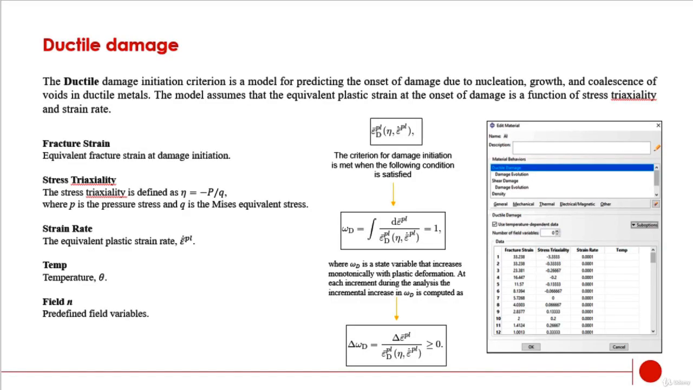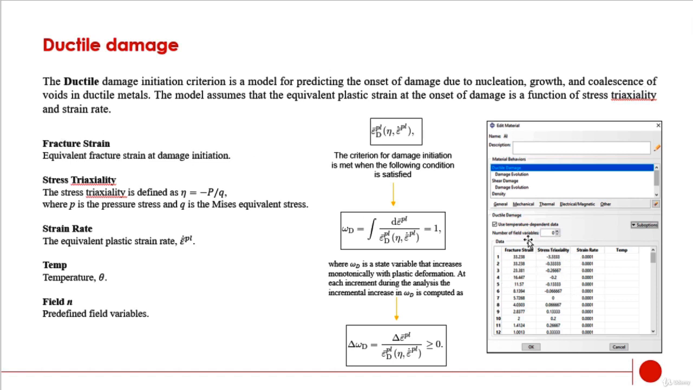So the ductile damage initiation criteria is a model for predicting the onset of the damage due to nucleation, growth, and coalescence of voids in a ductile metal. The model assumes that the equivalent plastic strain at the onset of the damage is a function of the stress triaxiality and the strain rate.